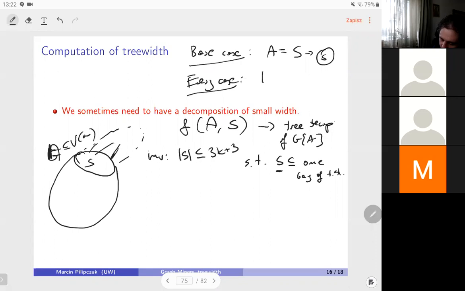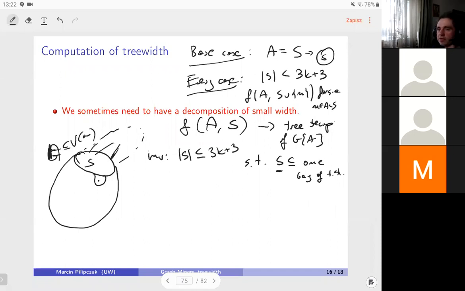There's an easy case where the set S is smaller than our bound. Then we just add a new vertex to S. Then we just recurse on F of A and S union any vertex U for some U in A minus S. So we just expanded S by a new vertex. I mean, there's nothing interesting here. This is the easy case.